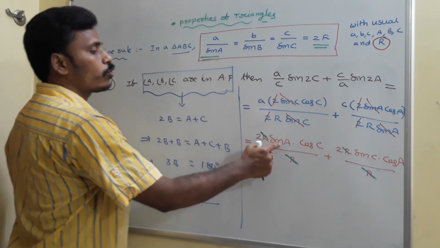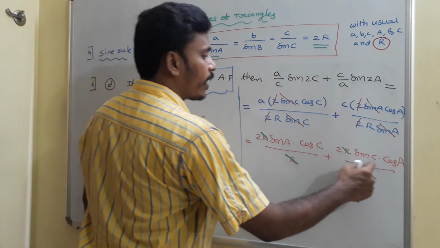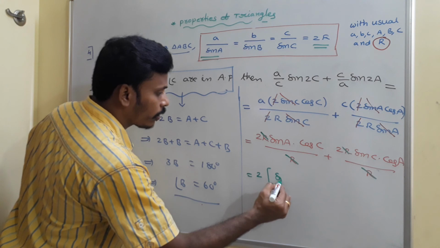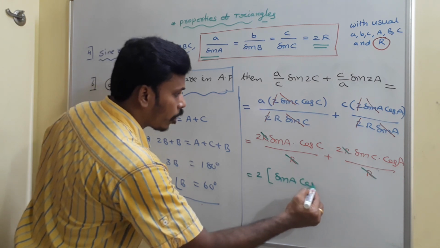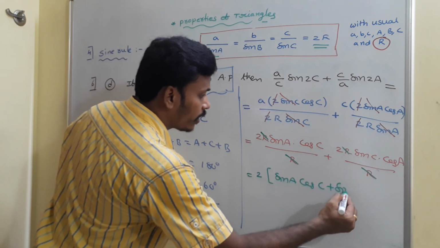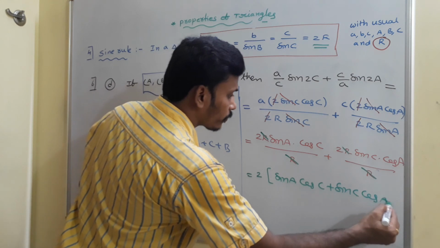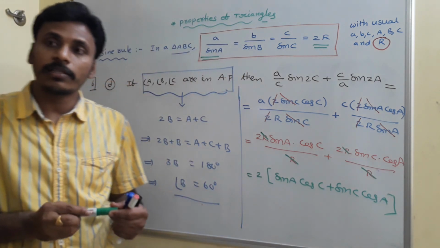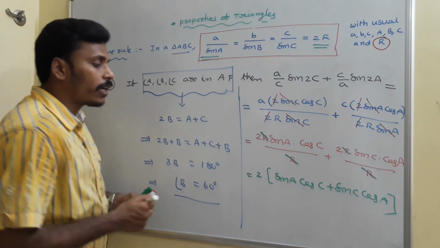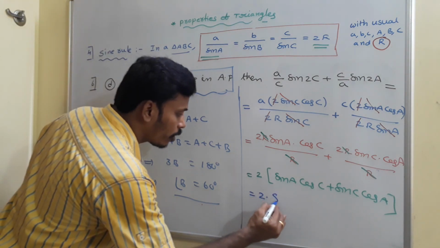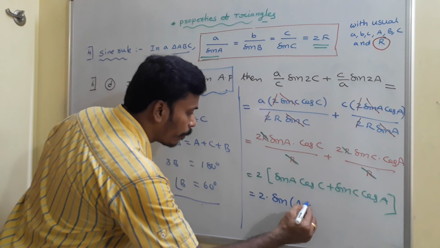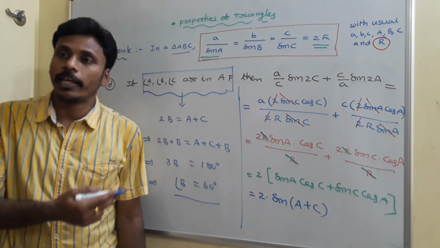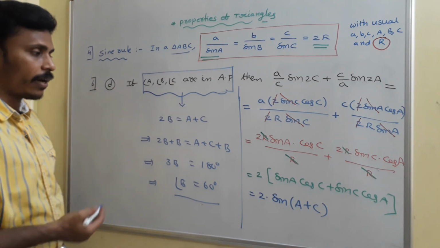Then you are left with 2 sin A cos C plus 2 sin C cos A. If you take 2 common, you are left with sin A cos C plus sin C cos A. It is very clear that we will write it like this: 2 sin of A plus C. Sin of A plus C is nothing but sin A cos C plus cos A sin C. Very interesting, is it right?